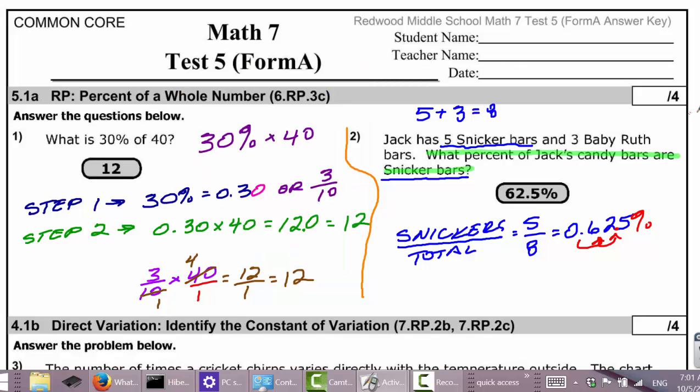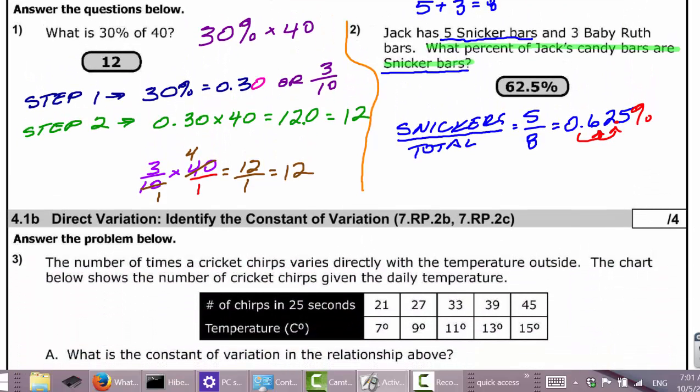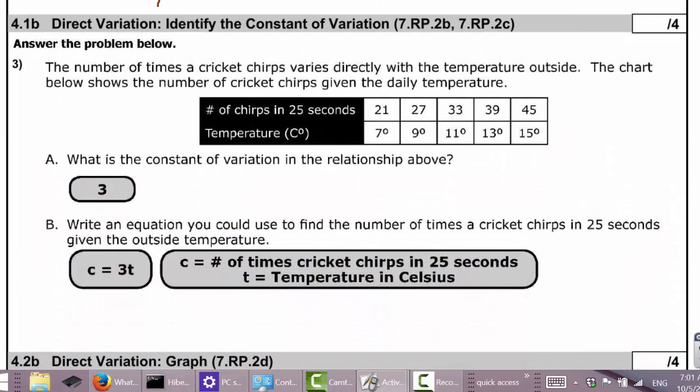Remember, as we go through this test video, anytime you want to, you can pause, rewind, take a look again at a problem. That's the advantage of having it on video. All right, let's move down to number 3.